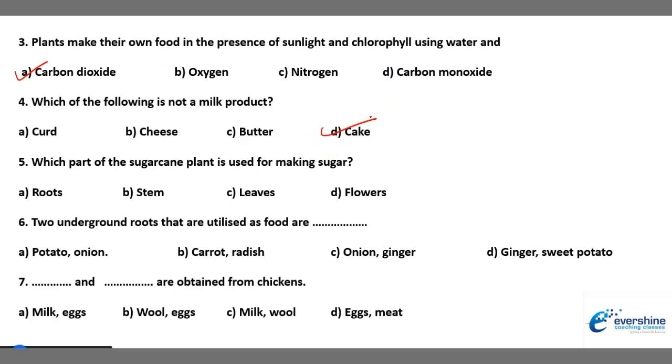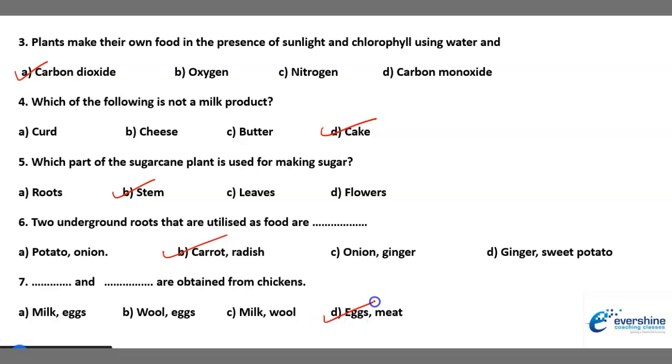Which part of the sugarcane plant is used for making sugar? Which part, children? That is stem. Okay. Which are the two underground roots that we utilize as food? Can you tell me? That is carrot and radish. Dash and dash are obtained from chickens. Which are those?